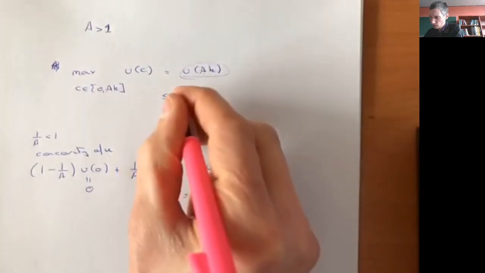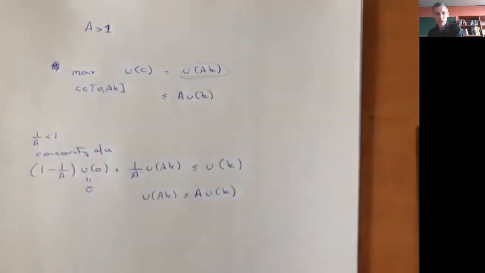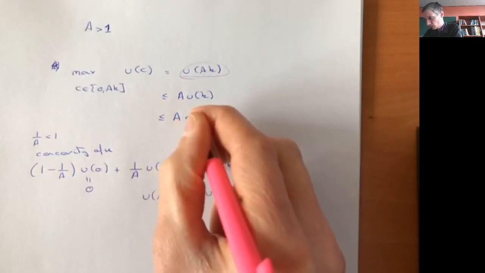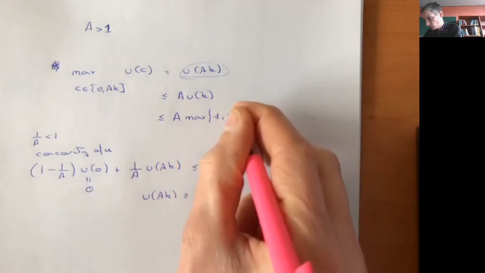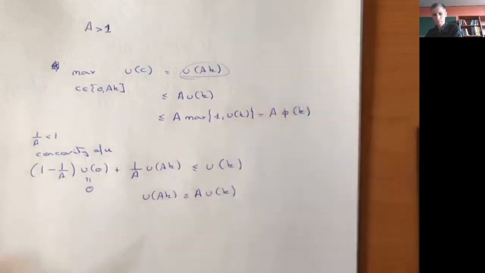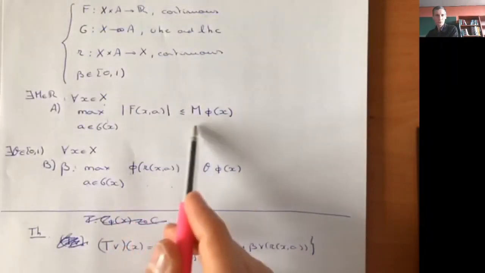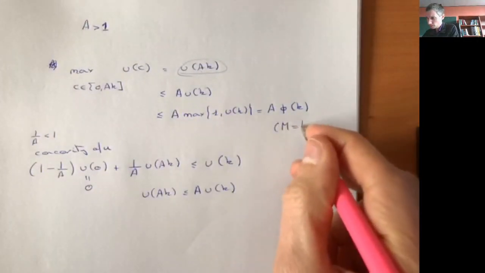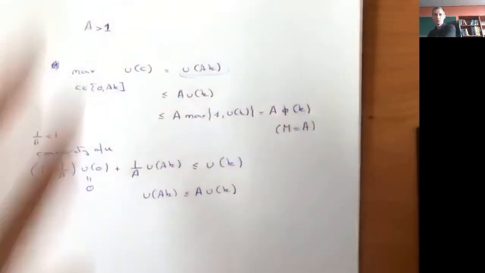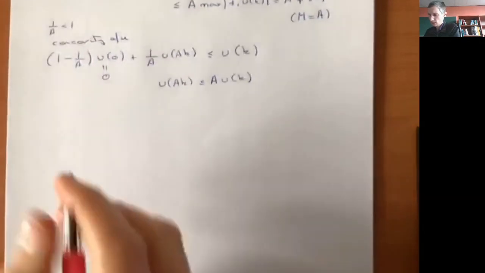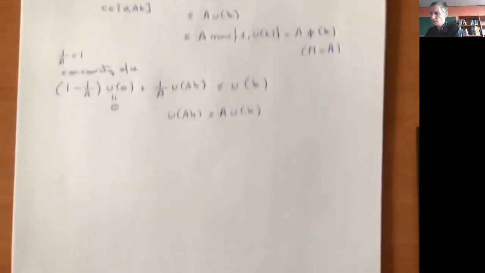So let's use this here. You have that this is less or equal to a times u of k, and of course this is less or equal to a times the max of 1 and u(k), and this is equal to a times psi of k. So now we have that this condition is satisfied for m equal to a. So concavity saved our life here. Let's see if concavity can do the same thing again.